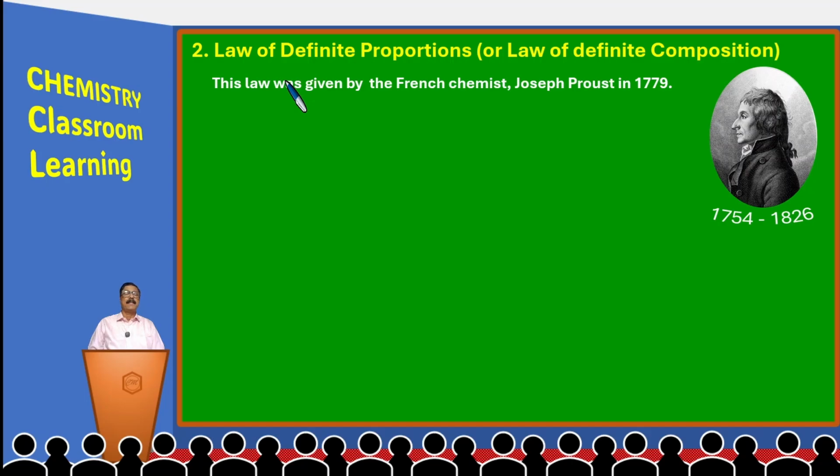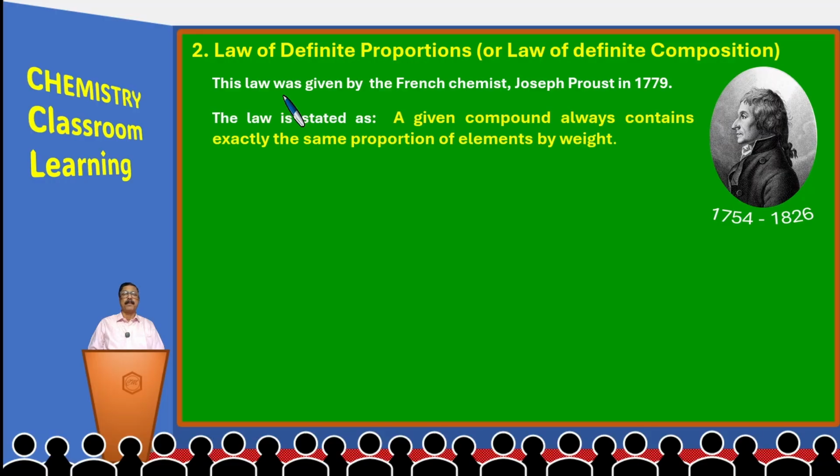The green carbonate is copper carbonate. He used different methods for preparing copper carbonate, but the amount of copper carbonate obtained was the same. This and similar observations became the basis of the law of definite composition or the law of definite proportion. The law can be stated as, a given compound always contains exactly the same proportion of elements by weight.